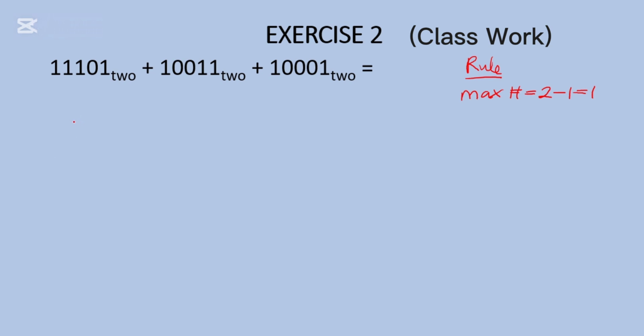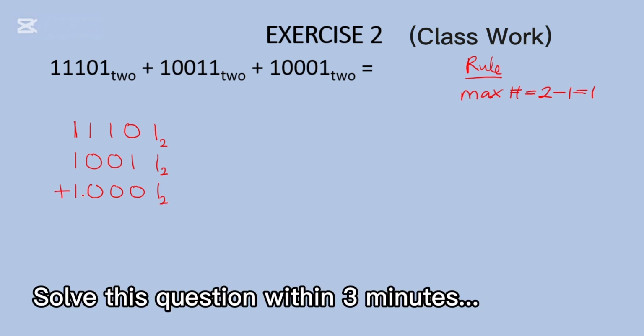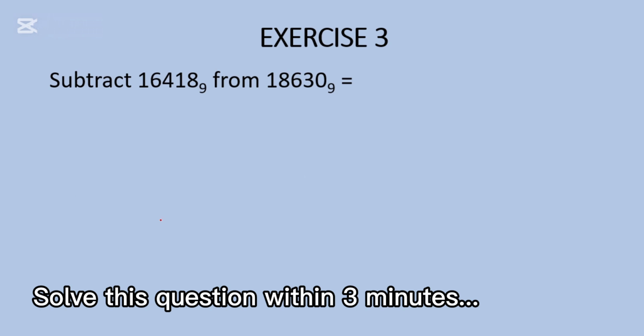So let's add them as they are. The first number is 1, 1, 1, 0, 1. Then I have 1, 0, 0, 1, 1 in base 2. I can write the 2 as subscripts like this. Then I have 1, 0, 0, 0, 1 also in base 2. It's a plus, so I put my sign of addition. So I go this way. Now it's time to add them the way we usually add.